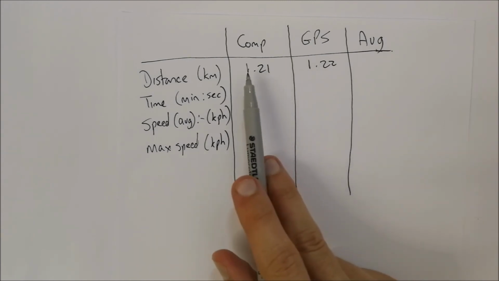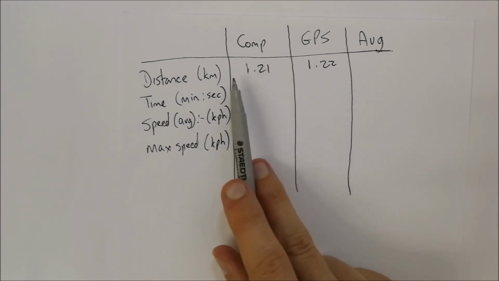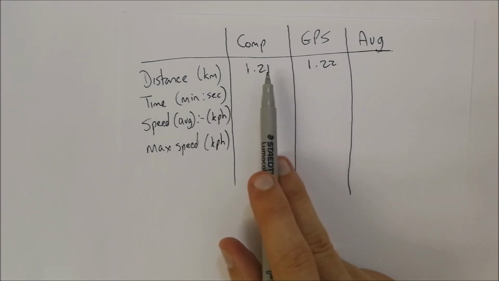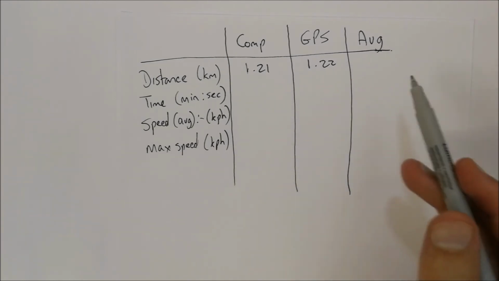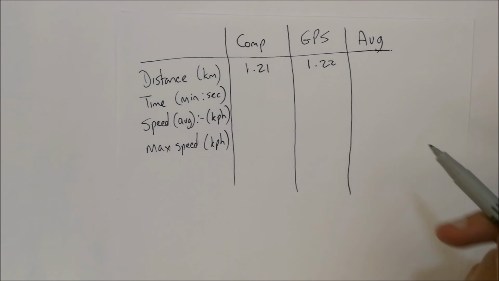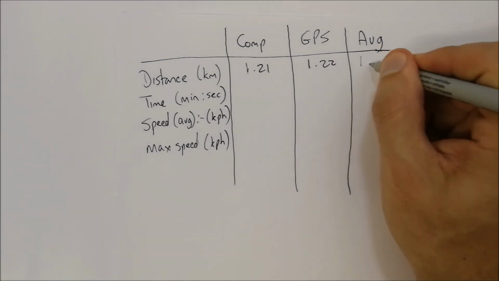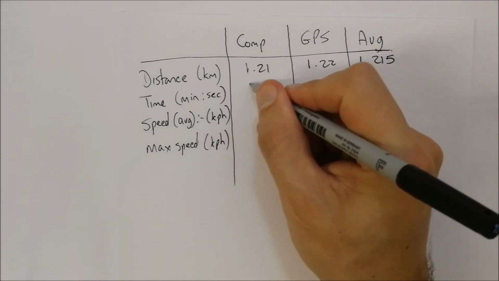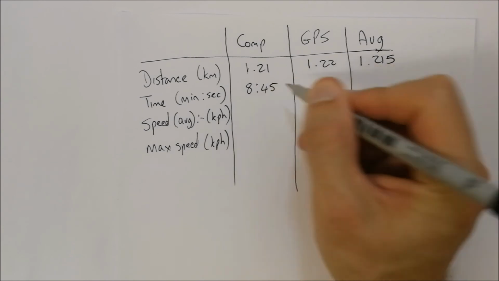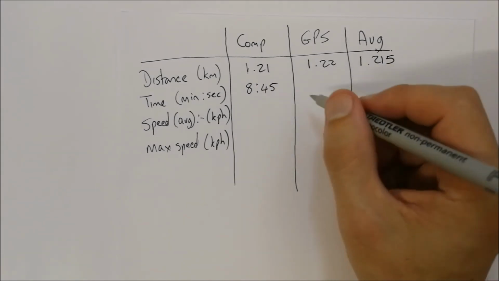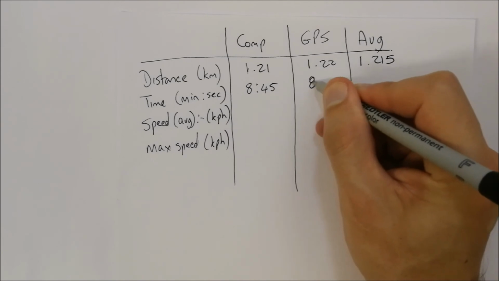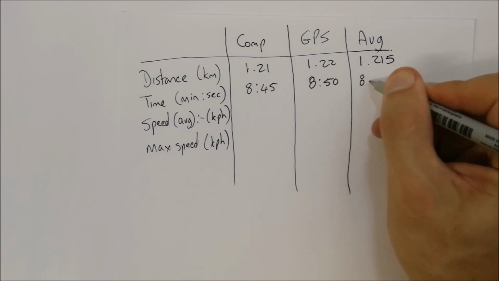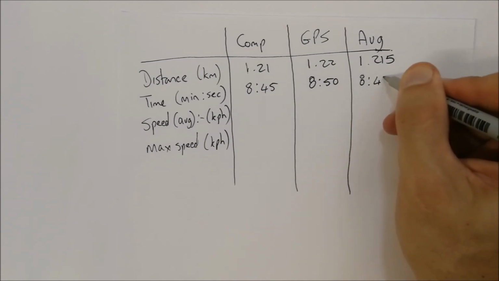So it's often important to use different sensors to obtain your readings, which might use different methods to obtain those readings. In this case, it's a good thing to obtain the average, and you'll probably get a more accurate reading. So the average of the distance would be 1.215 kilometers. If we look at the time, it was 8 minutes and 45 seconds according to the computer, and the GPS found it to be 8 minutes and 50 seconds. Again, taking the average of that leaves you with 8 minutes and 47.5 seconds.